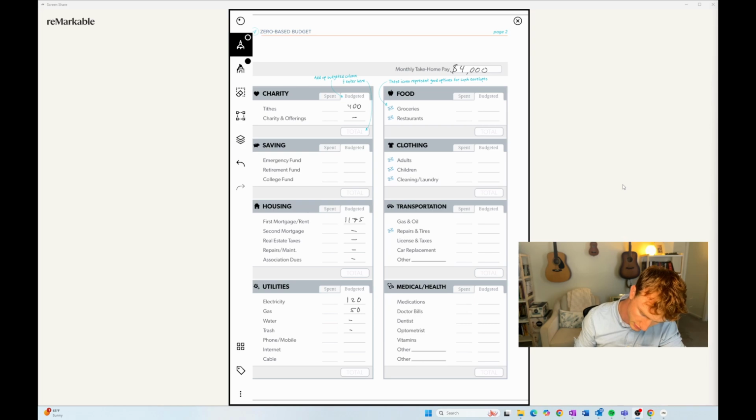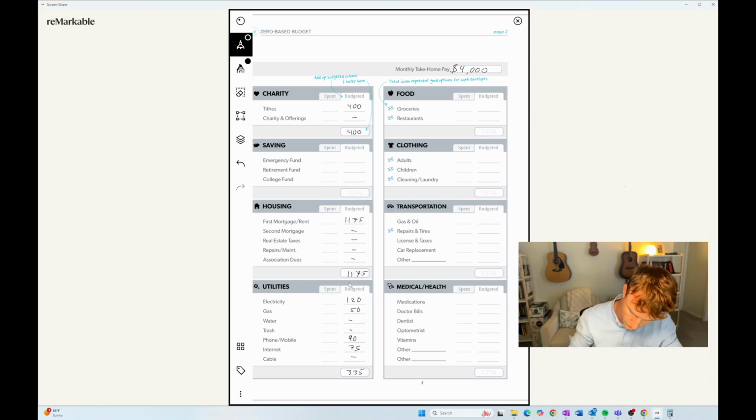Trash is included with our rent. Our phone/mobile for both my wife and I is 90. Our internet is 75, if I remember correctly. And then we don't have cable. As you're going through this, I should go back. You can fill out the totals of each one of these. This will make your life a lot easier when you go back. So we have that down there. Go back up to food.